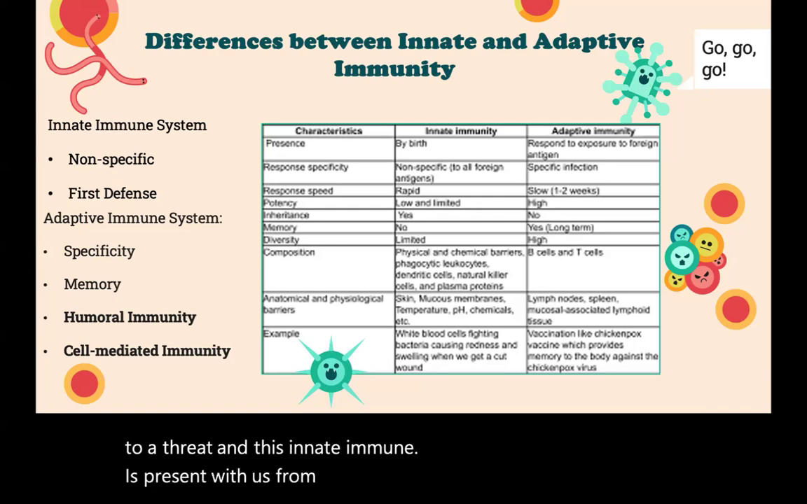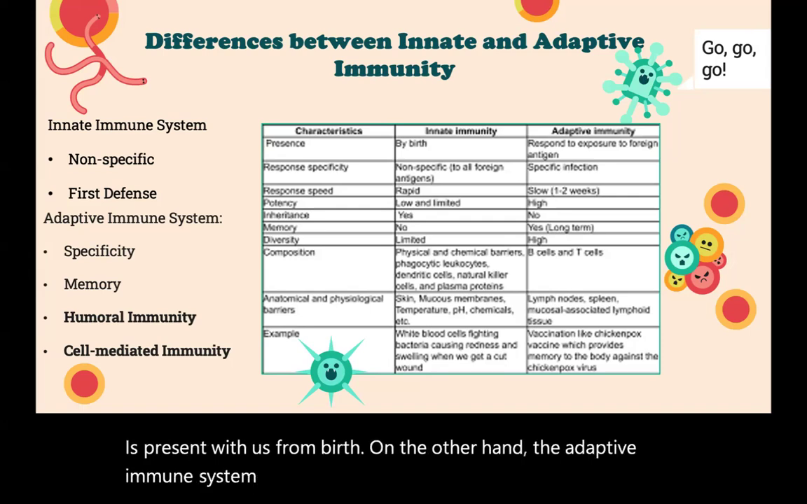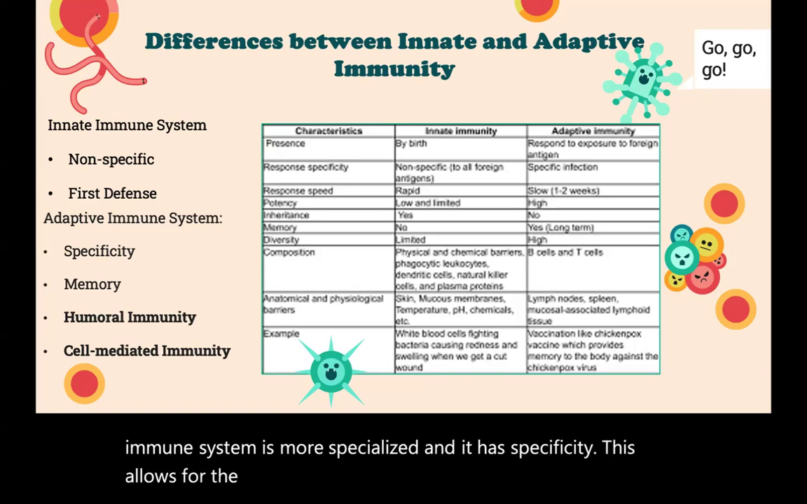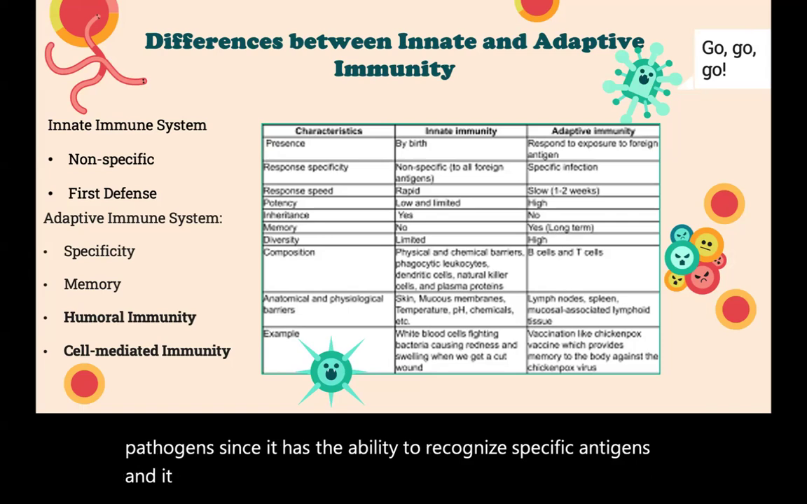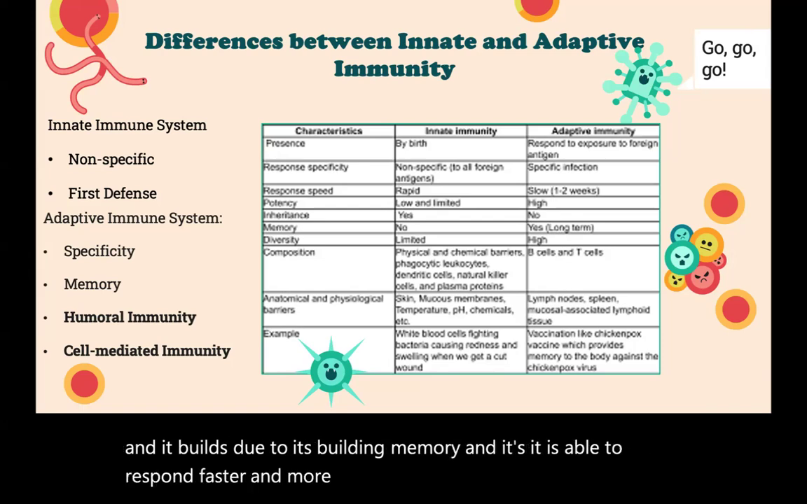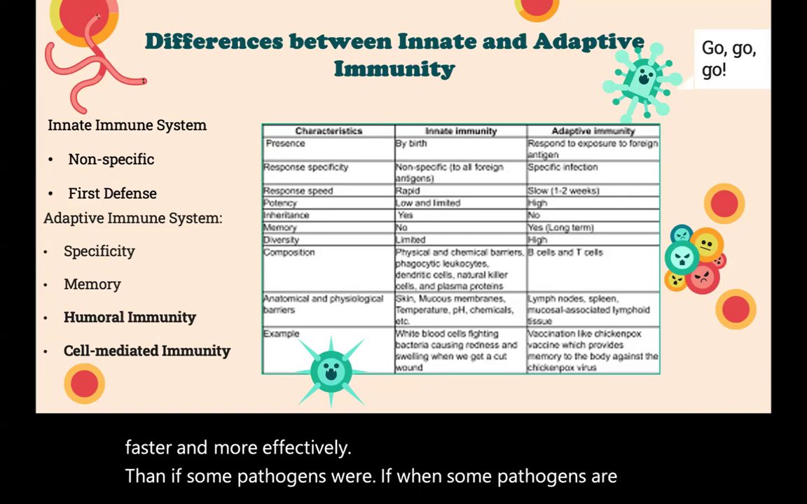On the other hand, the adaptive immune system is more specialized and it has specificity. This allows the adaptive immune system to target specific pathogens since it has the ability to recognize specific antigens, and it builds memory. It is able to respond faster and more effectively when some pathogens come again.